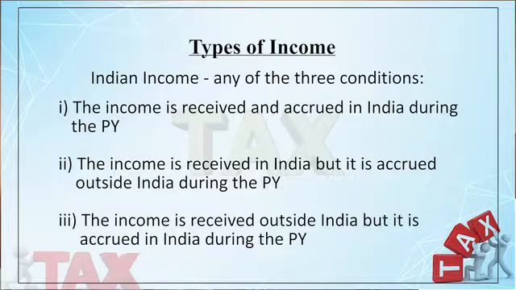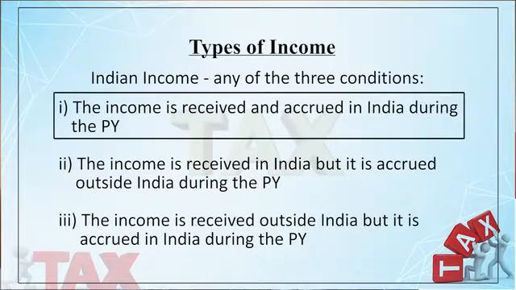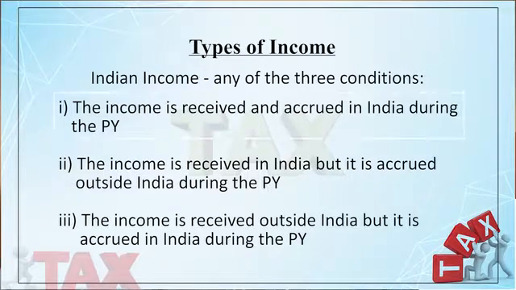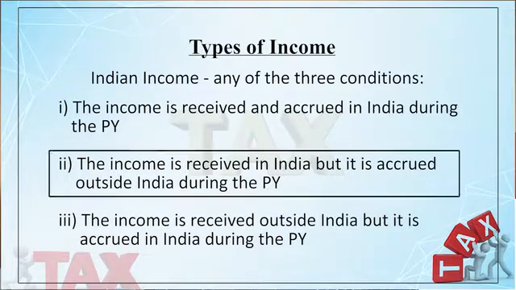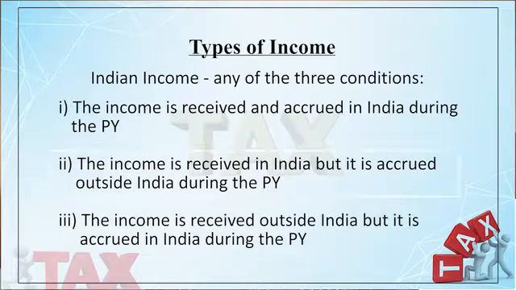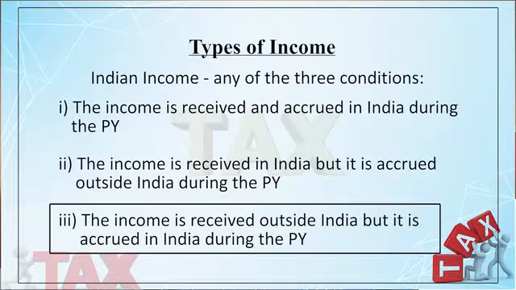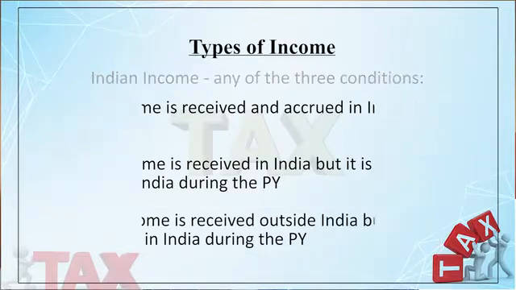If any one of these three conditions is fulfilled, then the income will be treated as Indian income or Indian sourced income. So, you have to check whether the income is received and accrued in India, or it is deemed to be received or deemed to be accrued in India, or the income is received in India but accrued outside India, or the income is received outside India but accrued in India during the previous year. So, this type of income will be treated as Indian income.